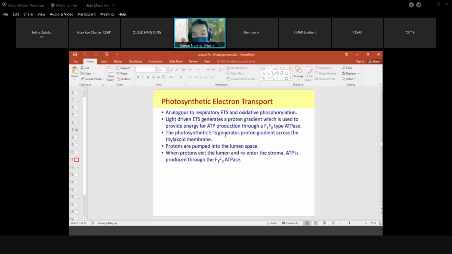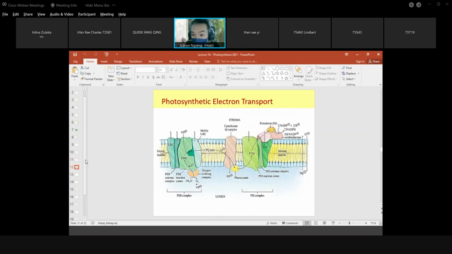This process is very similar to your electron transport chain system, which you studied last week. In the process, you generate ATP with the help of ATPase. Some people call it ATPase, some call it ATP synthase. It's the same thing. It generates a proton gradient, which is very similar to your electron transport system that you studied last week. So this is the one for plant.